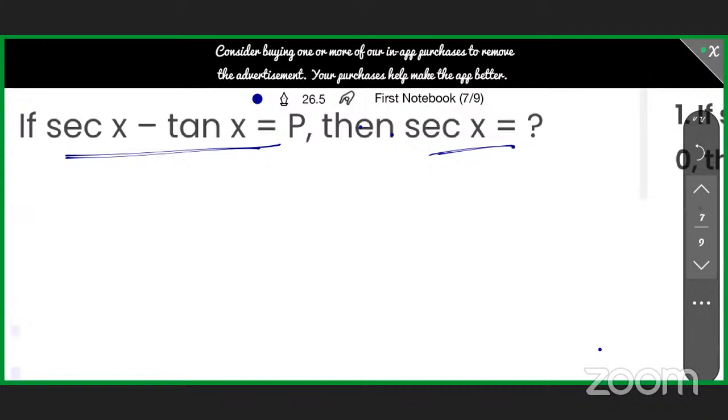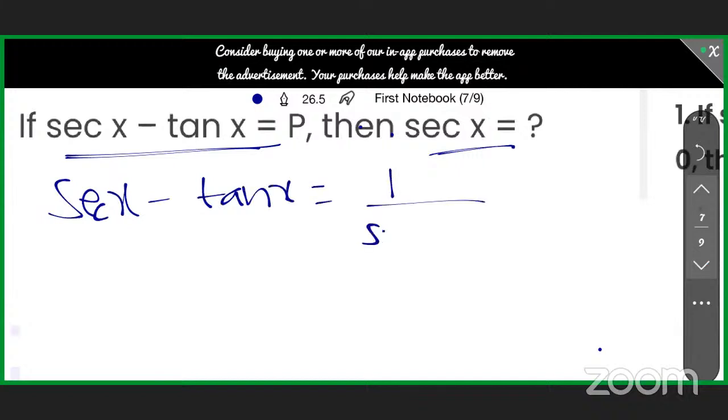Sir, is that 1 plus tan square theta under root? No. Use the formula. We learned the formula now. Secant x minus tan x is equal to 1 by secant x plus tan x. Use this formula.